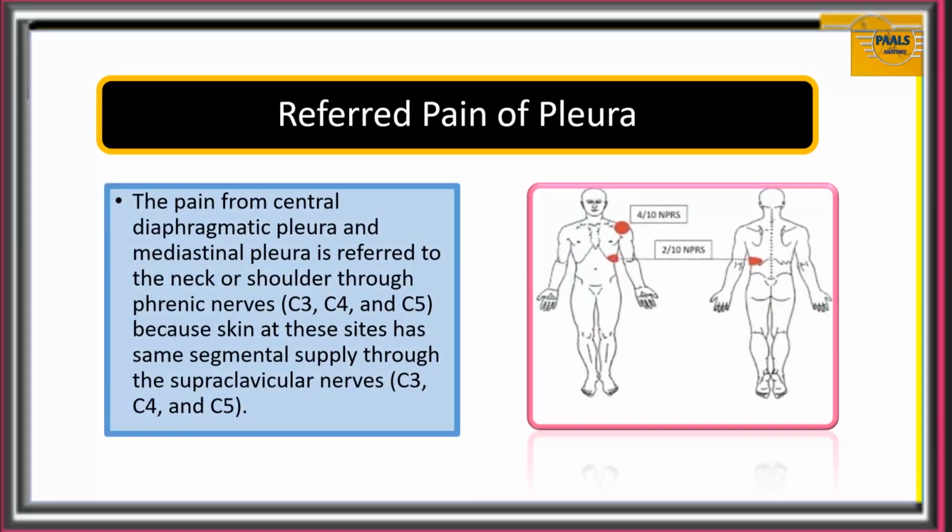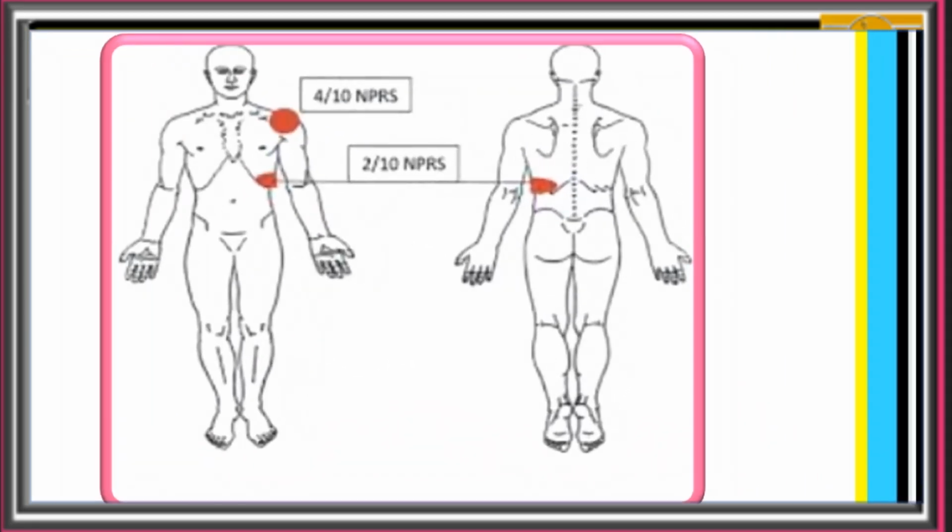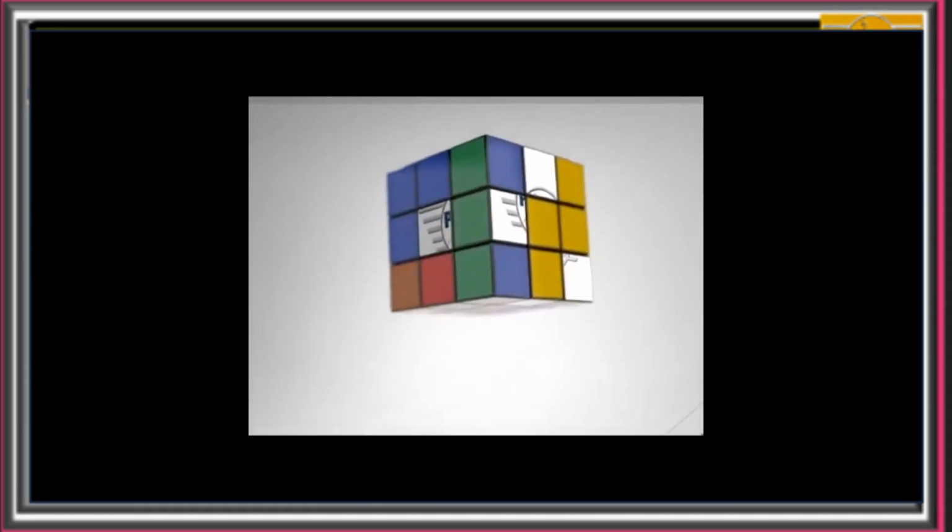We have a condition known as referred pain of the pleura. The pain from central diaphragmatic pleura and mediastinal pleura can be referred to the neck or shoulder, and this is through the phrenic nerves with roots C3, C4, and C5. This is because the skin at these sites has the same segmental supply through the supraclavicular nerve that also shares C3, C4, C5 nerve roots. This is where we will end our lecture on the anatomy of the pleura.